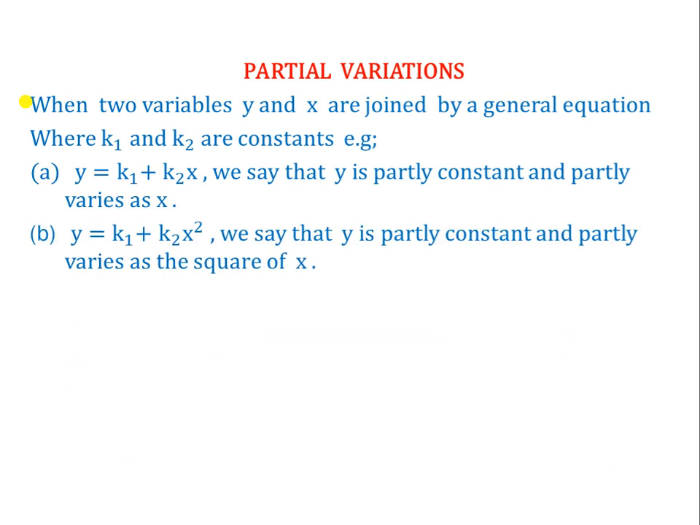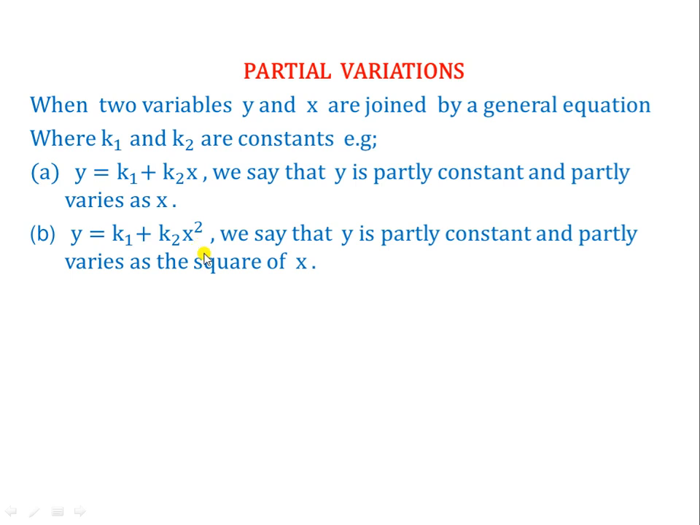Another form could be of this kind: y equals k1 plus k2x squared. Now, what is the difference between this and this? The only difference is that here we have x squared, but here we had x. So what does it mean? This equation tells you that y varies partly as a constant again, but it also varies as the square of x. That is the difference between the two.